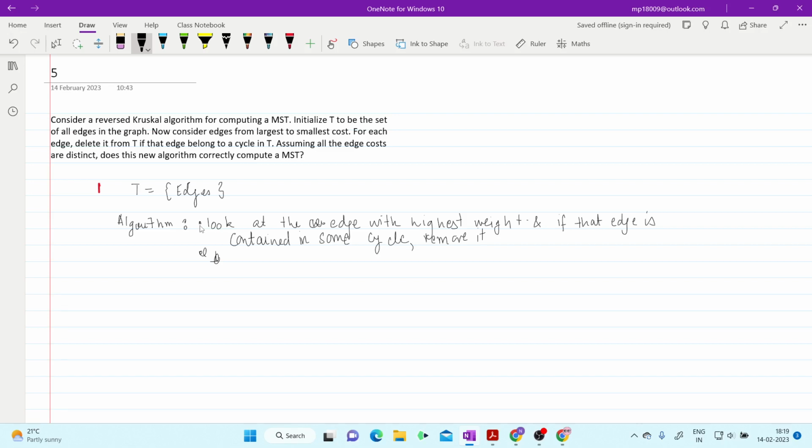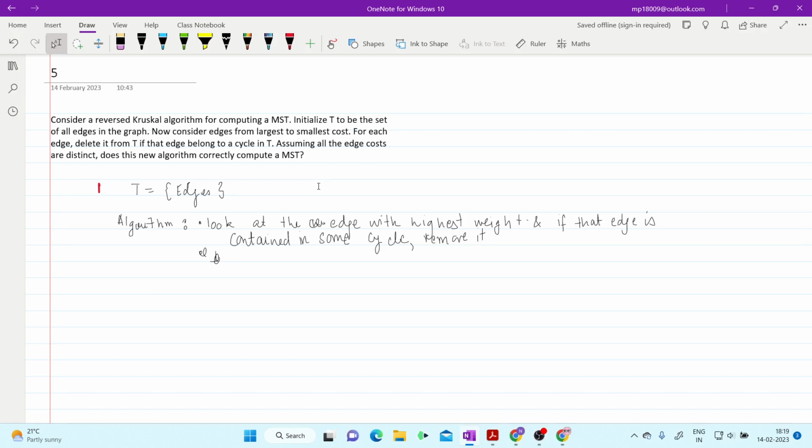So this is a reverse Kruskal algorithm. Did you understand the algorithm? What we are doing is looking at a graph. Instead of looking at the edge with the smallest weight, we are looking at the edge with the largest weight. And if that particular edge is contained in some cycle, then we are removing it. Now the question is, assuming all the edge costs are distinct, does this new algorithm correctly compute a minimal spanning tree?